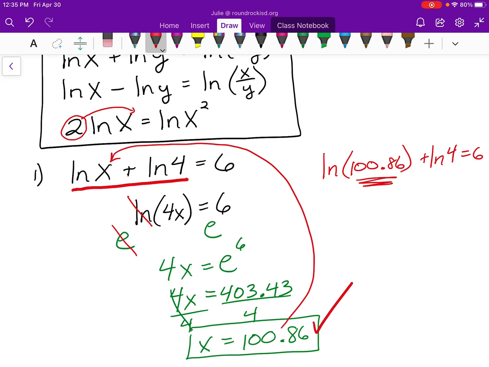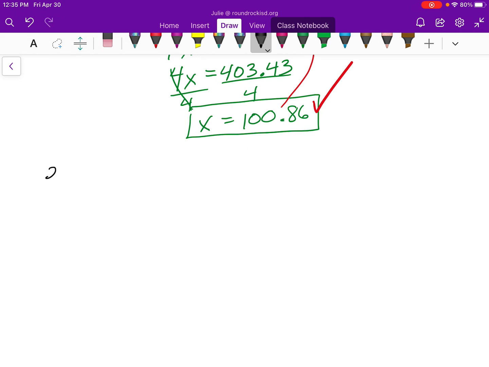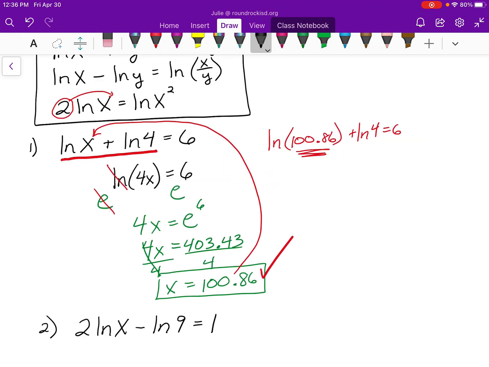Okay, one more example. So in this last one, we're going to use the other two log properties. So I'm going to say 2 natural log of x minus natural log of 9 is equal to 1. Okay, so let's look at how to combine things with our log properties. Let me shrink this down a little bit. We're going to use our second and third properties up here.